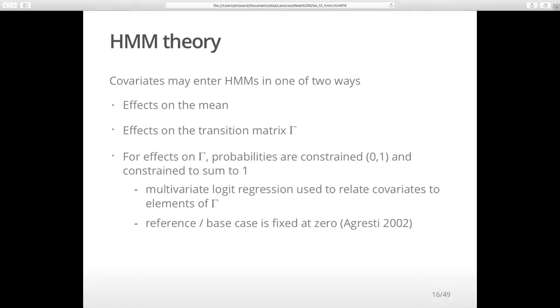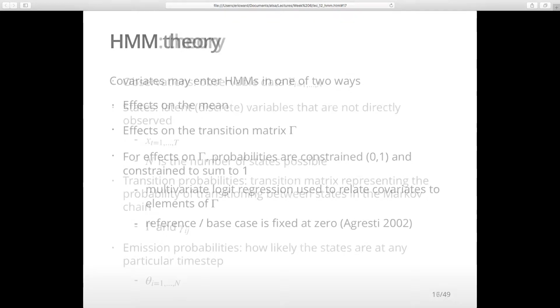And when we do this, it's just good to keep in mind that, like with logistic regression, where we're dealing with including, say, a factor variable, we have to take one of those factor variables and use that as the reference or base case and fix the estimated coefficient for that base case at 0 while we estimate the others. So that's a really common approach. And you'll see that here with HMMs if you apply covariates to those transition elements.